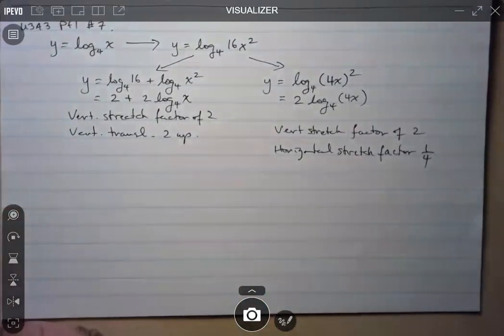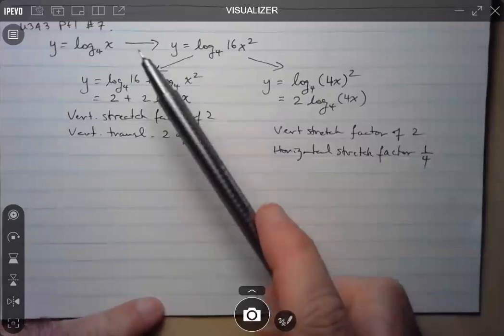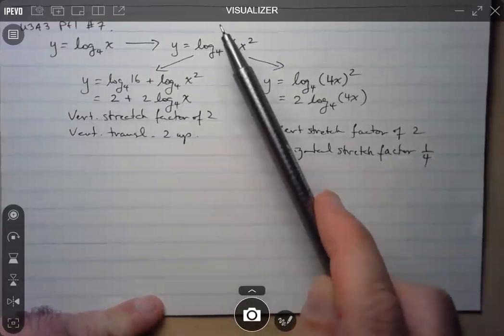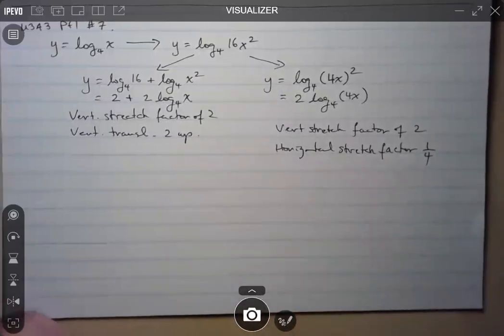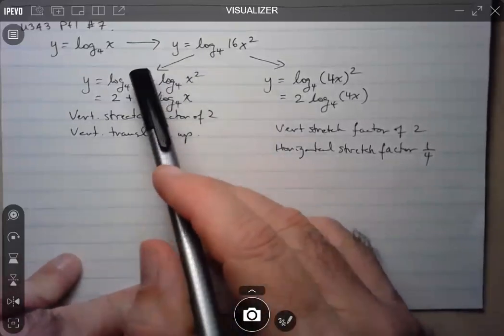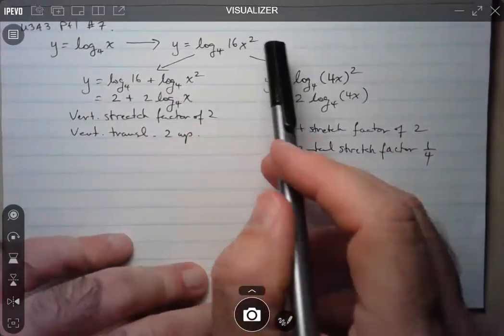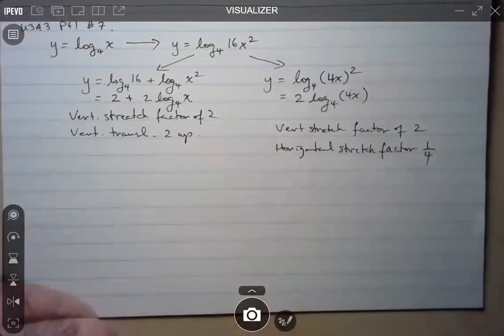Okay, and so what we have is that you can transform log base 4 of x in these two different ways and end up with the same result. Okay, and this is not something that's too surprising. This is something that, certainly with quadratics, you can achieve the same end function with different transformations. Okay, but again, I would say this is probably the more straightforward way of looking at it. Here, you had to think of doing this little bit of algebra.